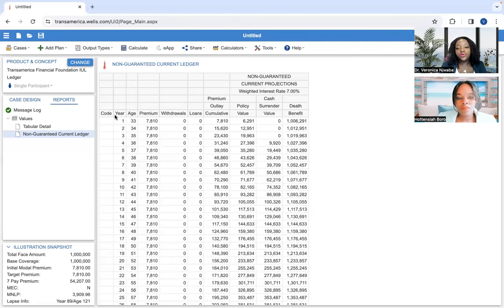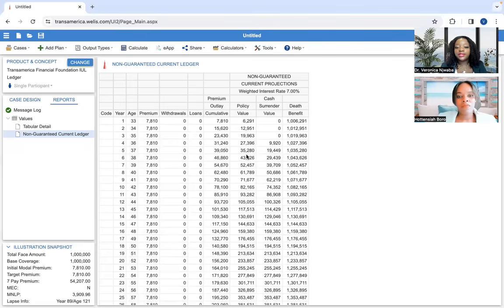So we're going to go over the numbers, but before we do that, I want you to notice the columns here. Year represents the year of the policy, like how old the policy is. Age is the age of the client. Premium is how much money they've contributed over the years. Withdrawal is how much money they can take out as a withdrawal. It's going to reflect over here. And if they take out money as a loan, it's going to reflect right here. Cumulative premium is how much total money they've contributed into this account over the years.